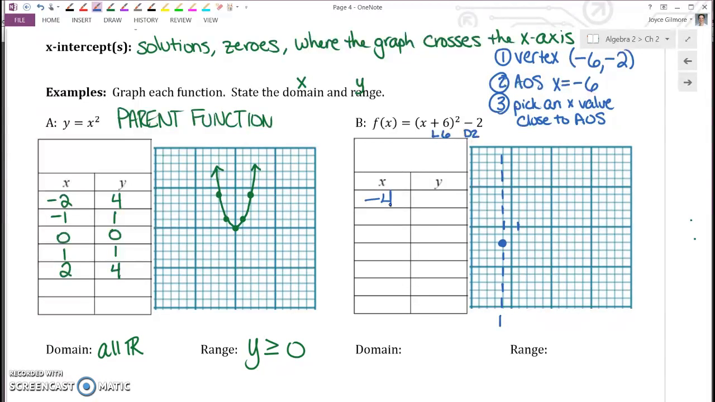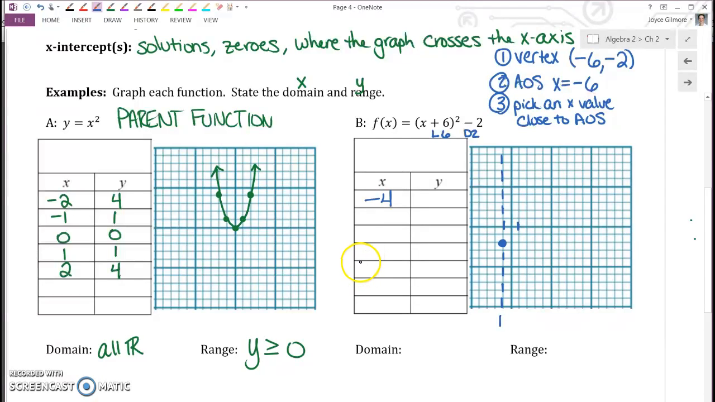You can do this using mental math. You can write it out and follow PEMDAS. But the best method is to pull out your calculator and do parentheses, -4 plus 6, close your parentheses, squared, -2. Let your calculator do all of the math for you.